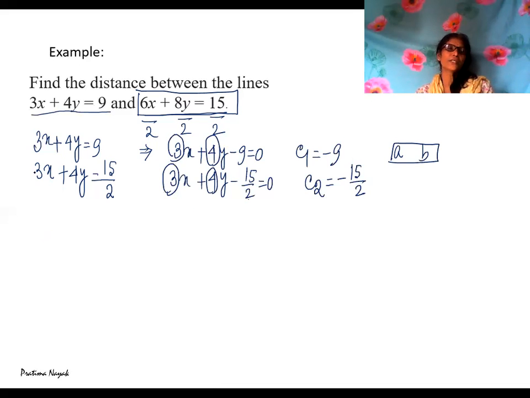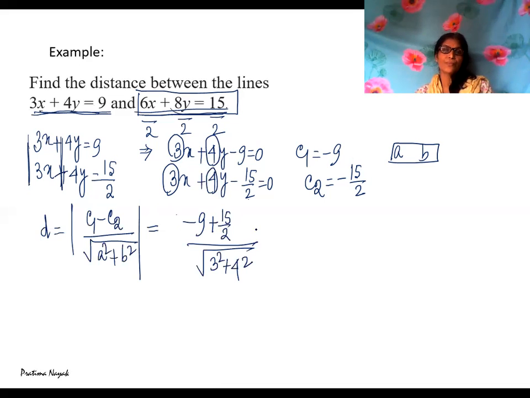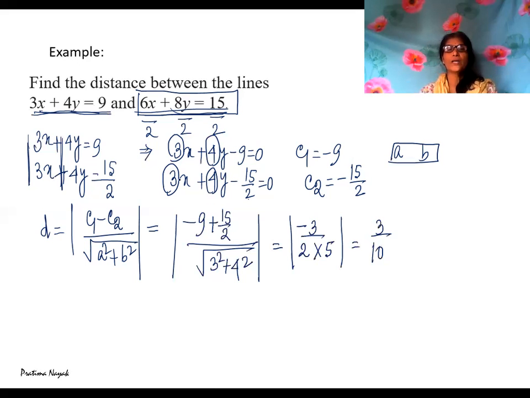Only then this will be c1 and this will be c2. So let us apply the formula. Distance d is equal to modulus of c1 minus c2 by under root a square plus b square. Please note that first you have to write the equations so that both have the same a and b. Only then can you use this formula. So this will be minus 9 plus 15 by 2 over under root 3 square plus 4 square, of course with the modulus sign. So it will be minus 3 by 2, and here 3 square plus 4 square is under root 25, which is 5. So it will be 3 by 10. So the distance between the two parallel lines is 3 by 10.